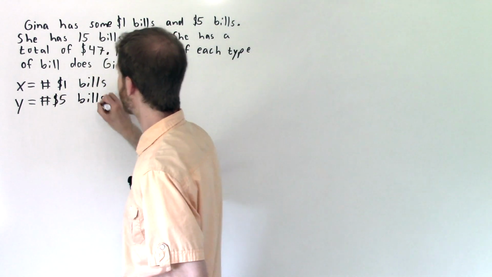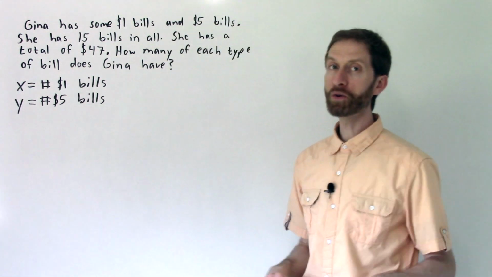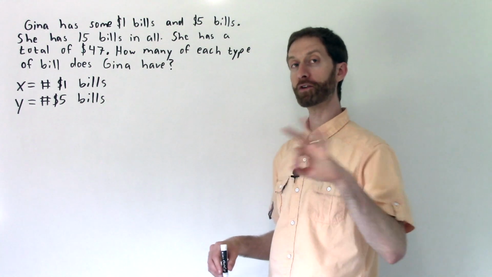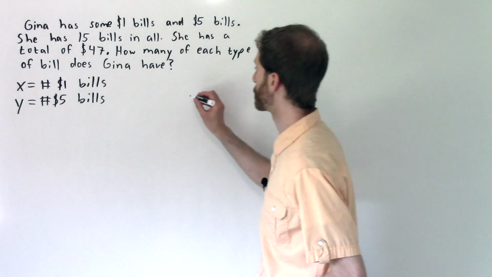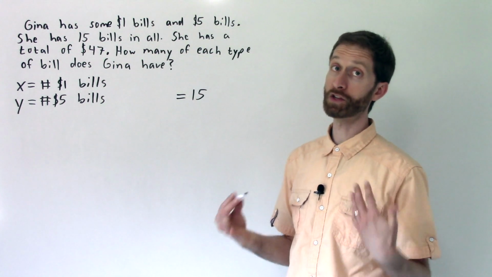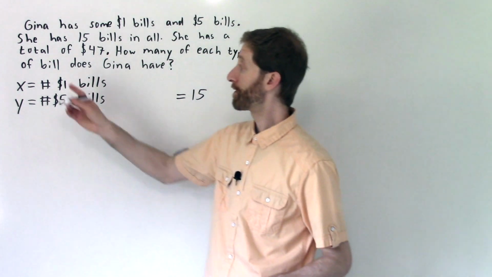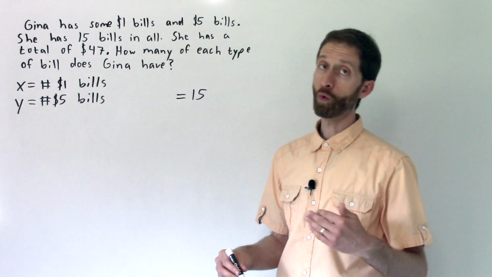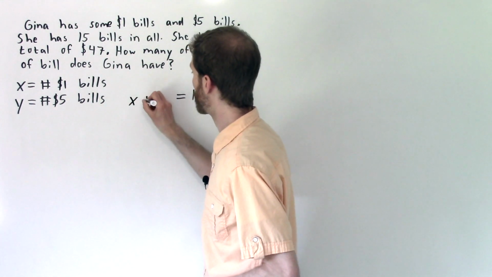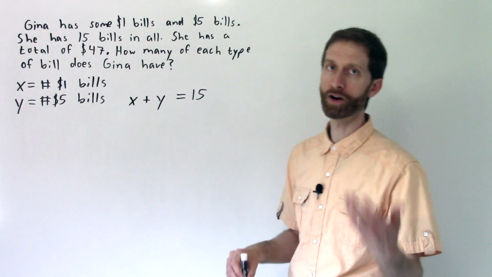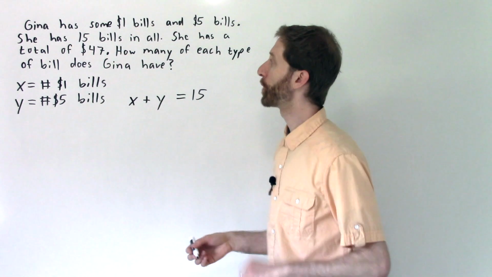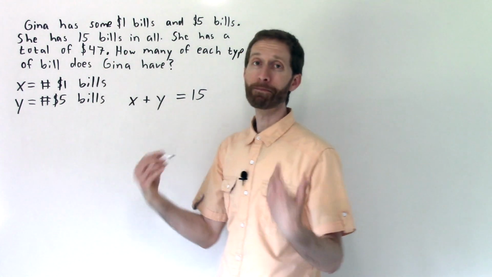All right. So now from there, we go and we notice that there's two different kinds of totals. She has 15 bills in all. So the first equation will deal with the total number of bills that she has. So that's equal to 15. So now on the left side, we need an expression that gives us the total number of bills. Well, if X is the number of $1 bills and Y is the number of $5 bills, if we add X and Y, we will get the total number of bills, right? $1 bills plus the number of $5 bills gives us 15.